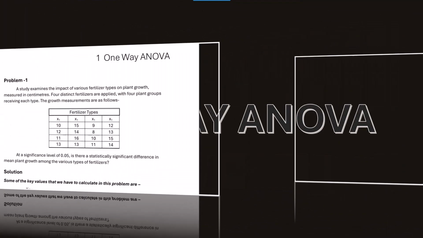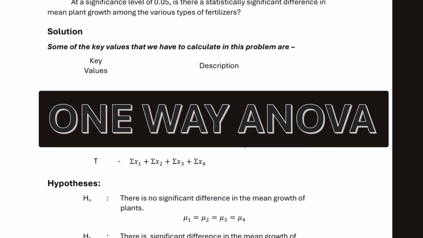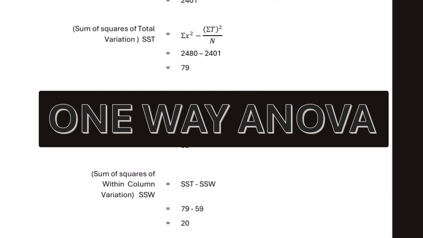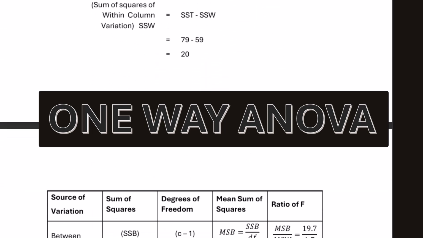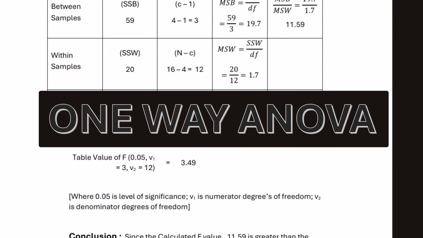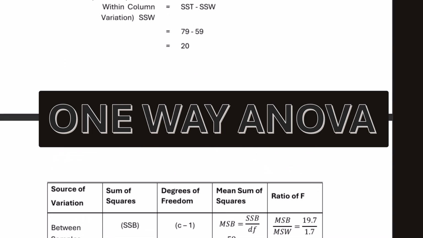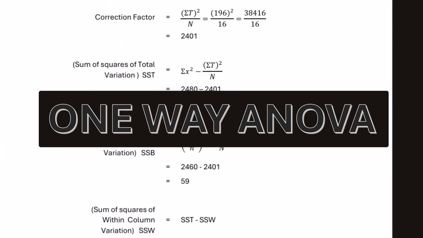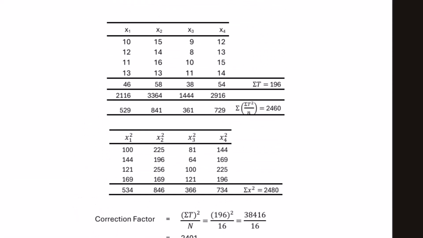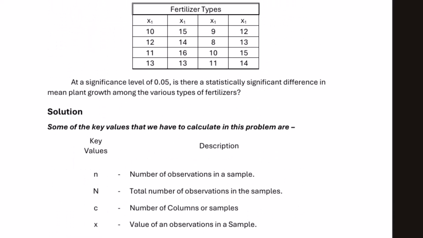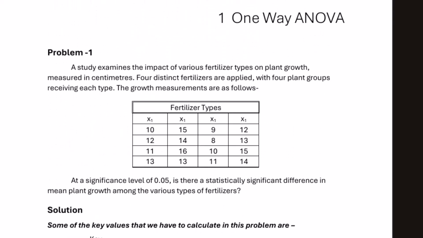In this tutorial, let us confine ourselves to solving a one-way ANOVA problem. At the very outset, let me tell you that I am going to state only the steps for manually solving the problem. Just follow the steps. If you want a soft copy of this problem with the solution, you can contact me using my email ID given in the description.